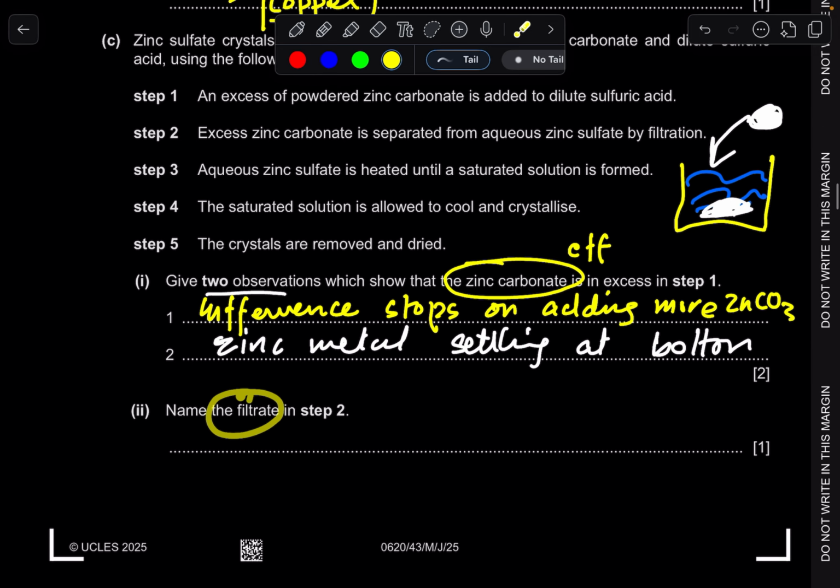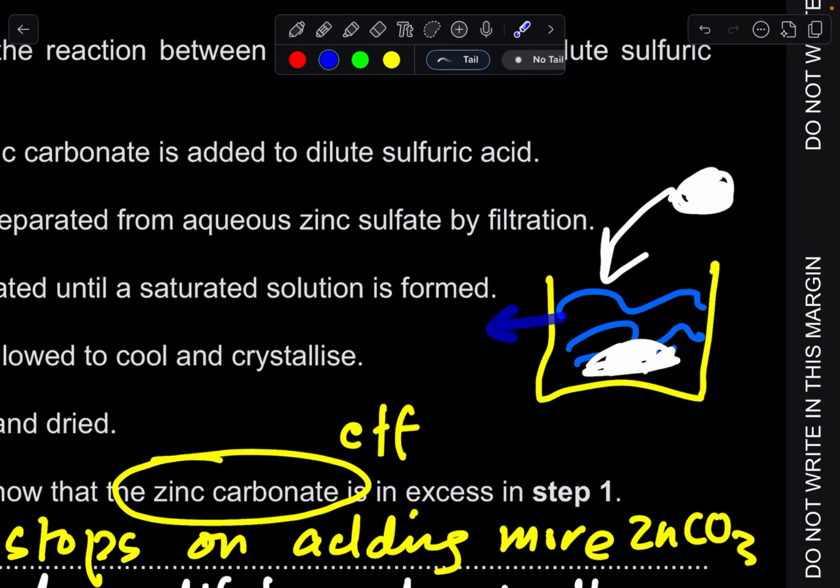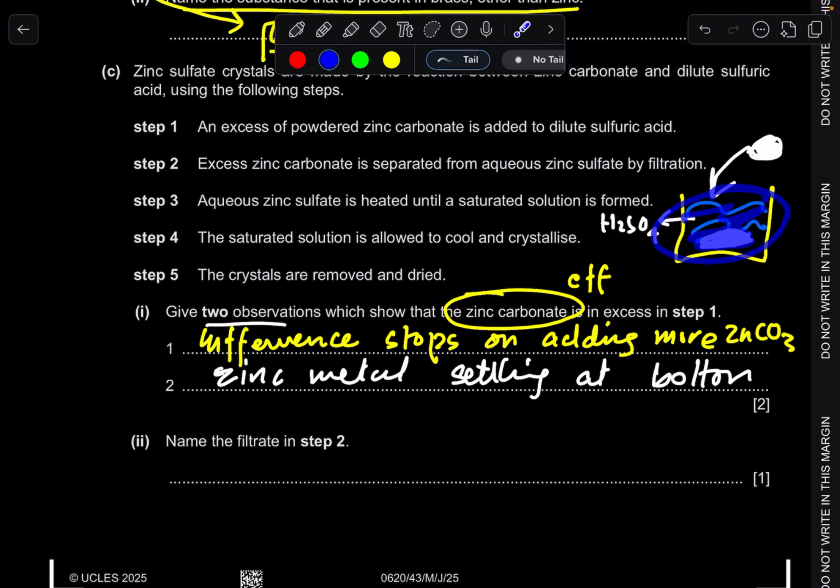Name the filtrate in step 2. Okay, so what are you going to do? The filtrate is obviously going to be zinc sulfate. Why? Because this is sulfuric acid, H2SO4, and you have added zinc carbonate to sulfuric acid. So what are you going to form? You're going to form zinc sulfate, and that's going to be the filtrate. Filtrate is something that's going to filter out because it's soluble, and the zinc oxide or zinc carbonate, whatever it is, is going to remain as the residue on the filter paper. So when you filter this mixture, this liquid that you're going to get is your zinc sulfate. You can write the full word; I've just written the formula.